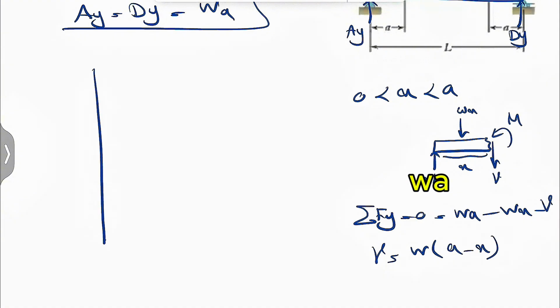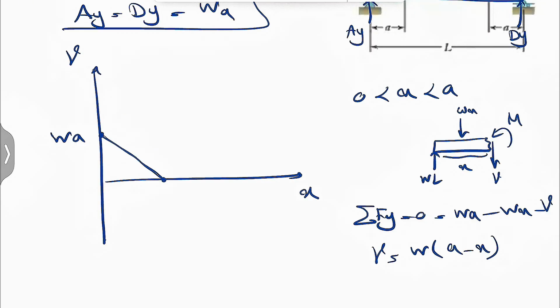Now let's draw the diagram. So the shear force, that's going to be our X, moving on from 0 to A, and if we just put 0, we're going to get WA, and if we just put A, it's going to turn into 0. We have a negative slope, so we're going to get to 0 at point A.